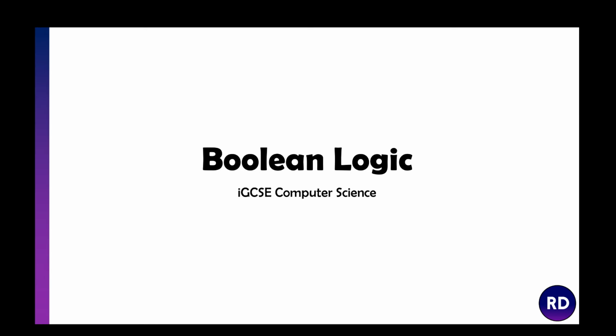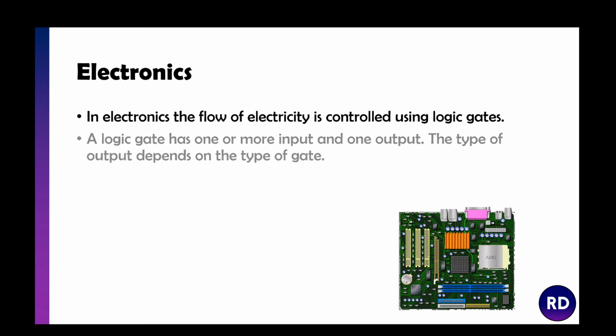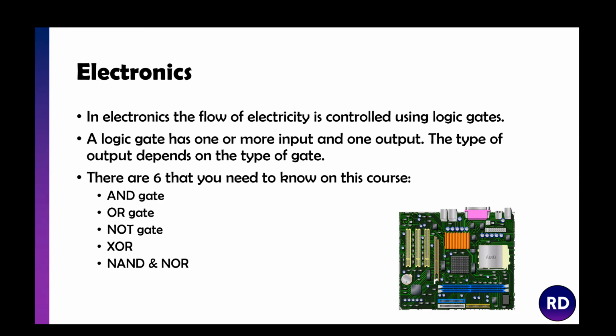In this video, we're going to take a look at Boolean logic in computer science. So let's think about electronics first. In electronics, the flow of electricity is controlled using little chips. These are essentially logic gates. A logic gate has one or more inputs and one output, and the type of output depends on the type of gate and the 6 that we need to know.